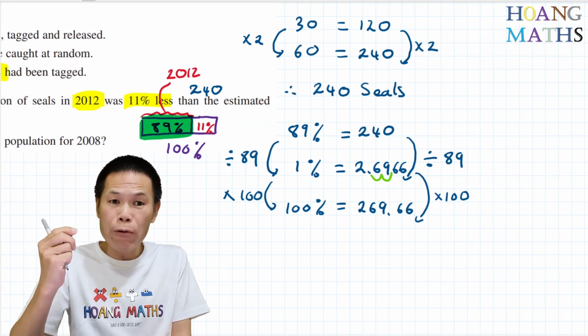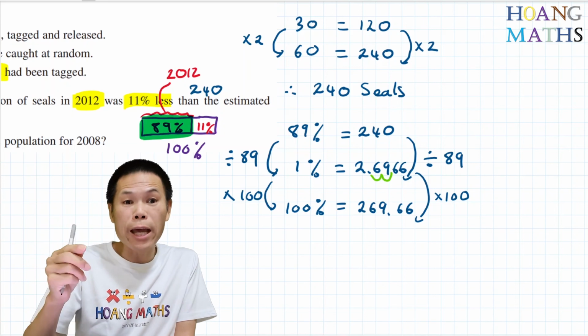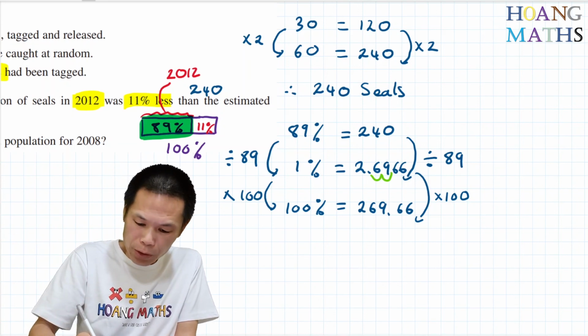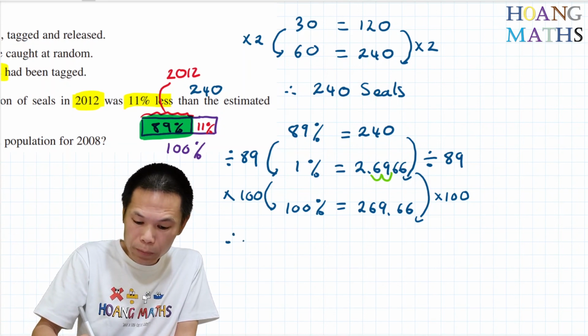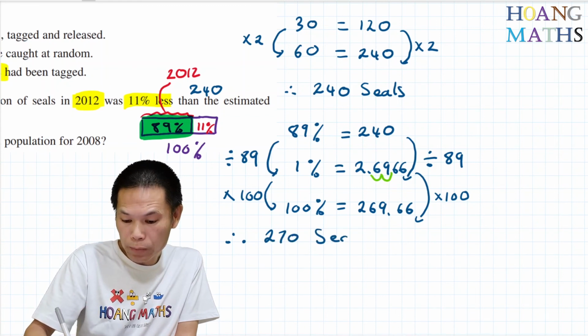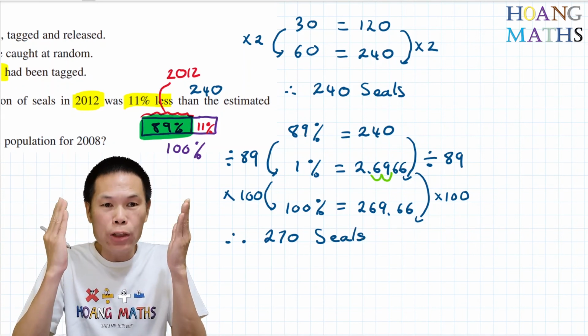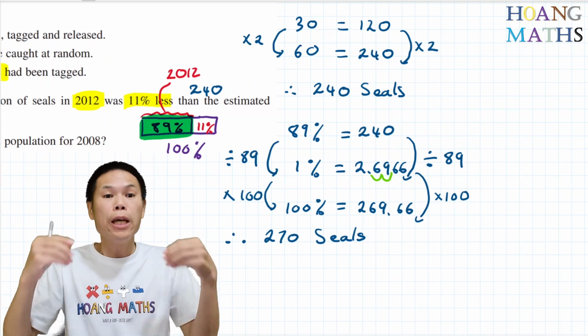So therefore, we round up to a whole number. That will give me 270. So therefore, there are 270 seals. So there you go. There are 270 seals in 2008.